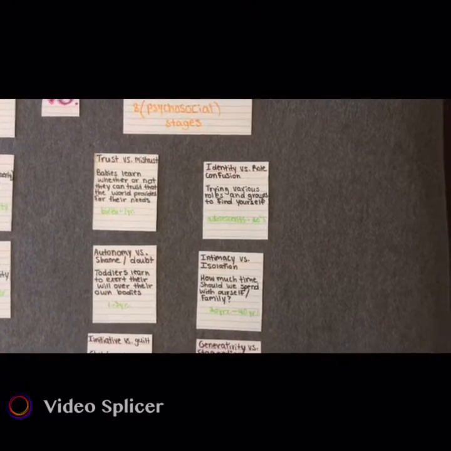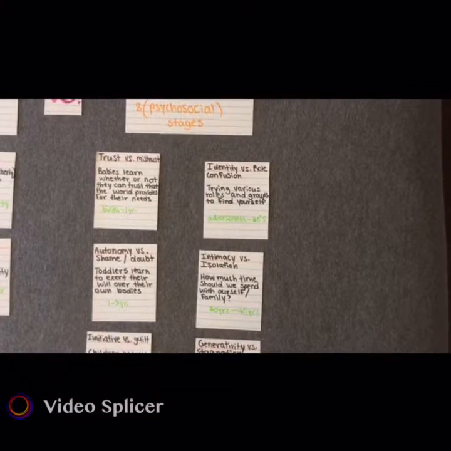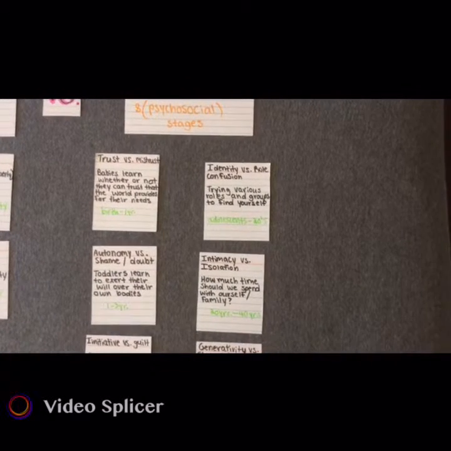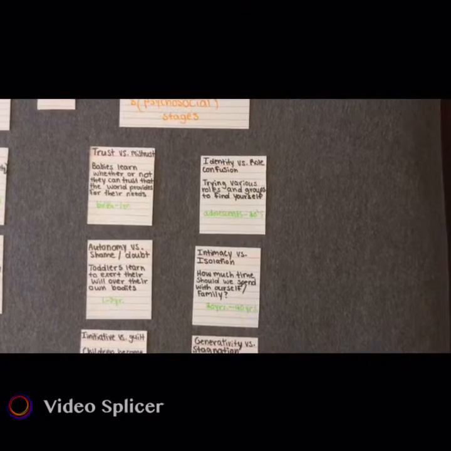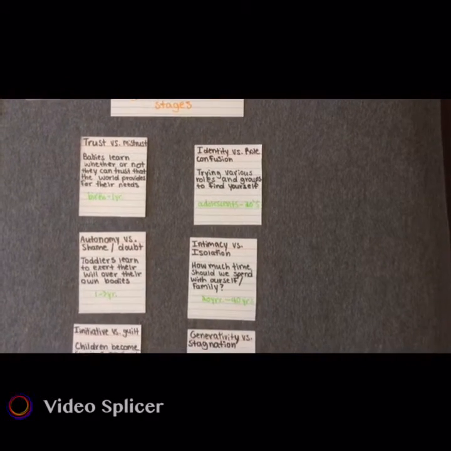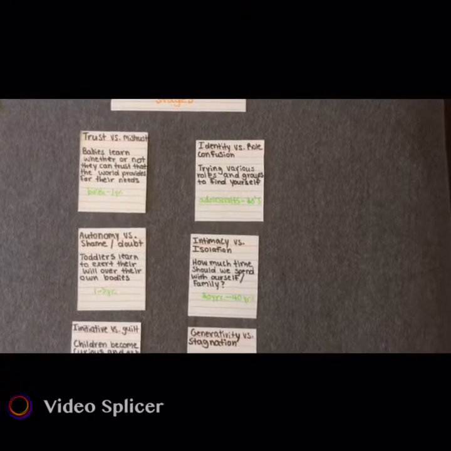Next is identity versus role confusion. This is where you try out various roles and groups to find yourself and to see where you fit in. This stage occurs from adolescent years to your early 20s.